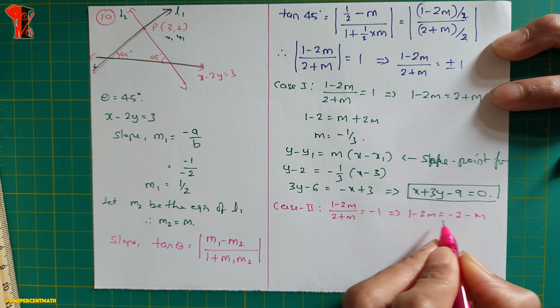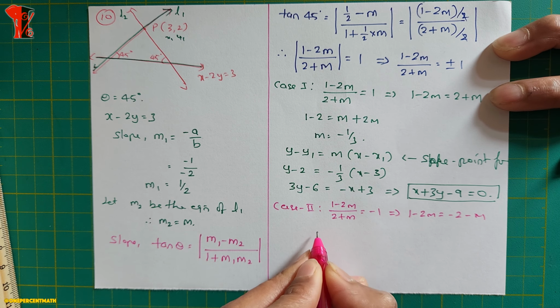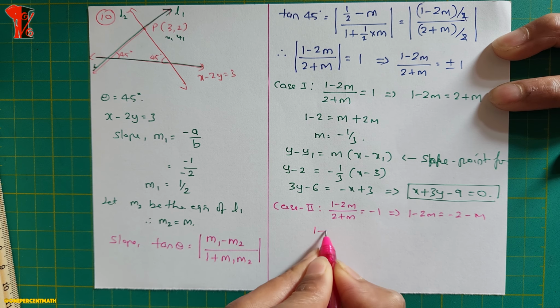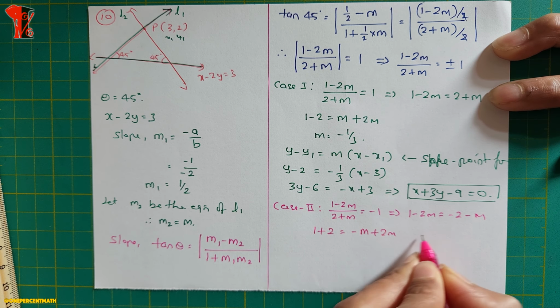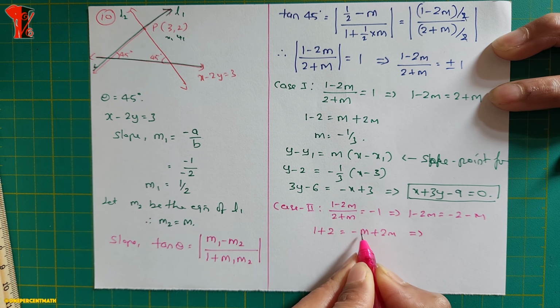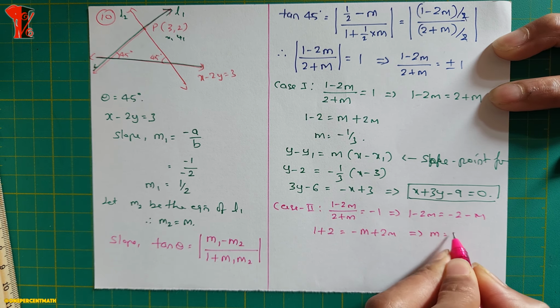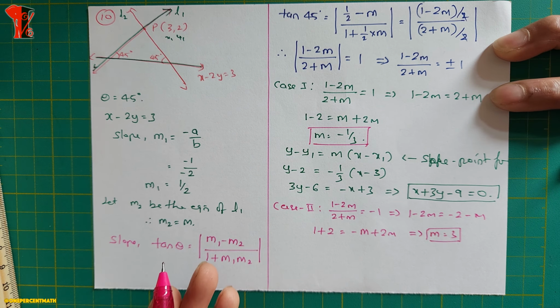So if you simplify it further, 2 goes this side, 2m you bring this side. If you do the transposing, 1 plus 2 is equal to minus m plus 2m. So that gives you 1 plus 2 is 3, minus m plus 2m will give you m. So m is equal to 3. Slope I got 3. So here I got slope as minus 1 by 3, correct?